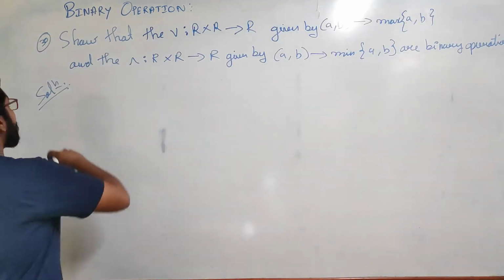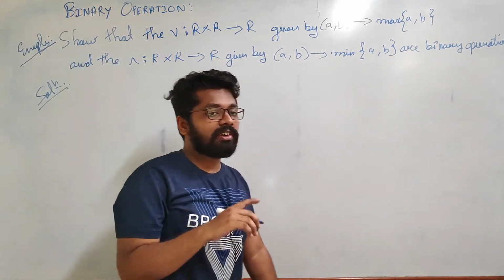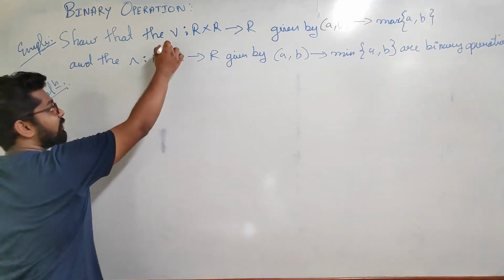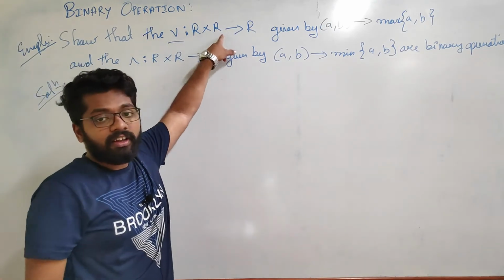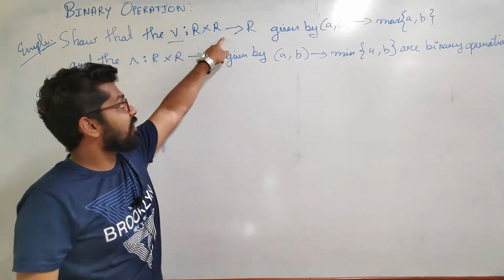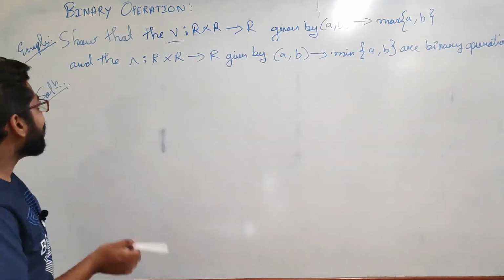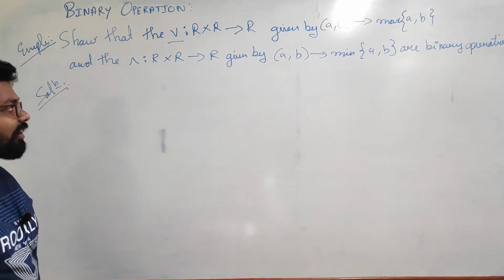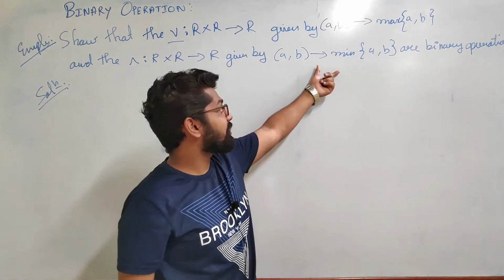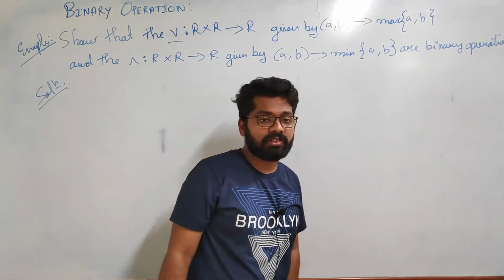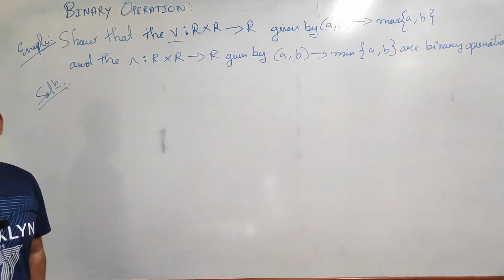So let us solve the next question, which is again an example question. Show that the inverted V symbol, mapping from R cross R to R, given by (a, b) is the maximum of a and b, and the other function, inverted V again, where (a, b) is the minimum of a and b, are binary operations. First we will put everything in statements, and then we will show you with an example.